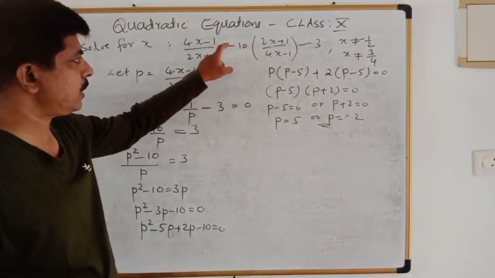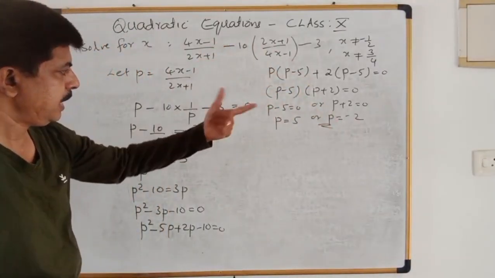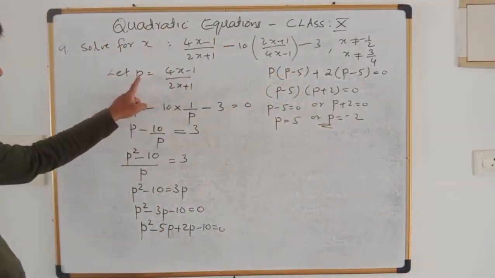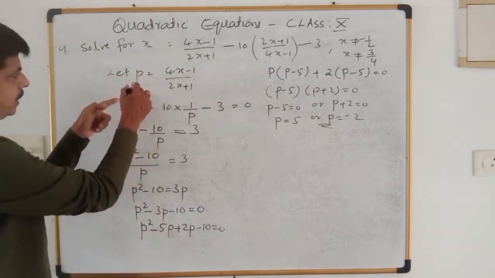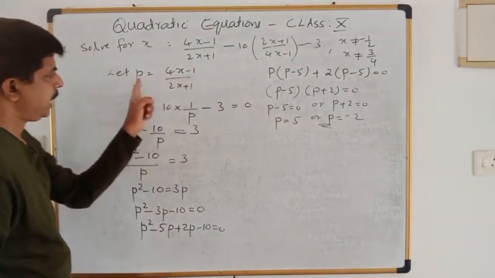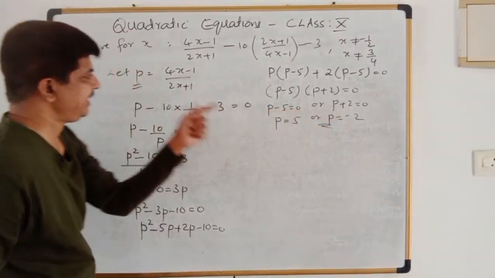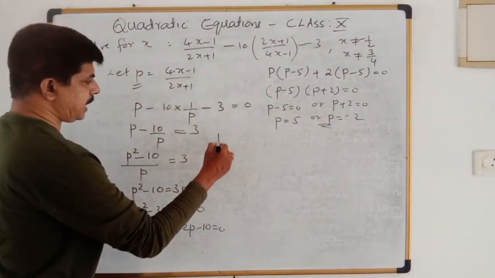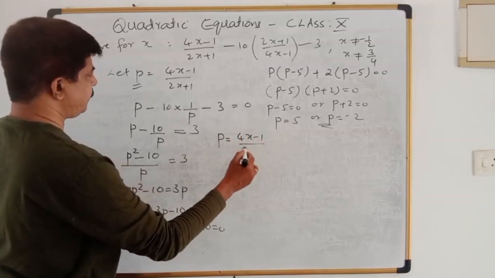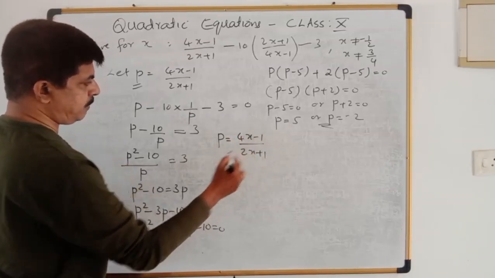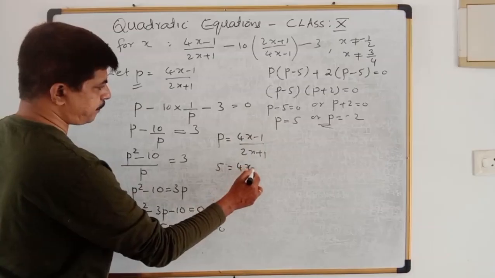But we are supposed to find the value of x only. Again we put the p value into our assumption: p will be replaced by 5 and again by negative 2 to get the value of x. Okay, first let us put p is equal to 5.